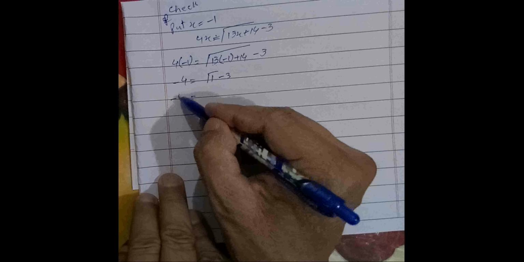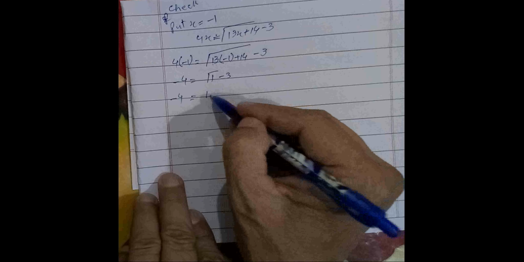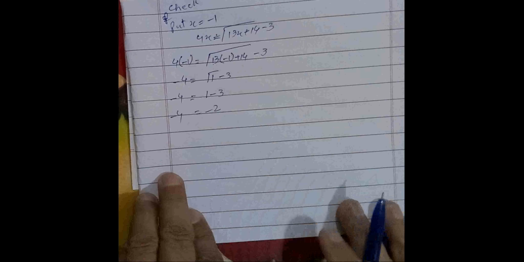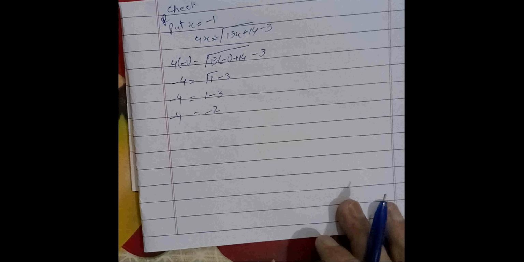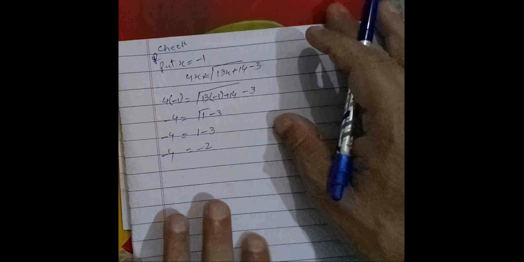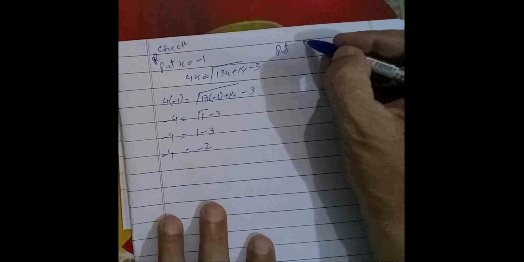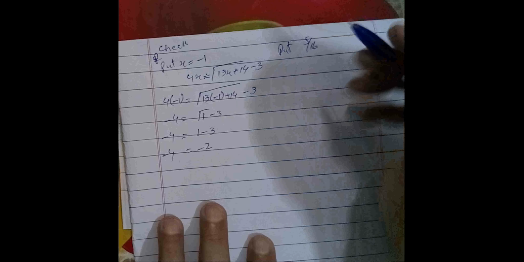And when we simplify, minus 4, 1 square root is 1, minus 3 is equal to minus 2 minus 4. Both values are not equal, and now we put 5 over 16 in the question.